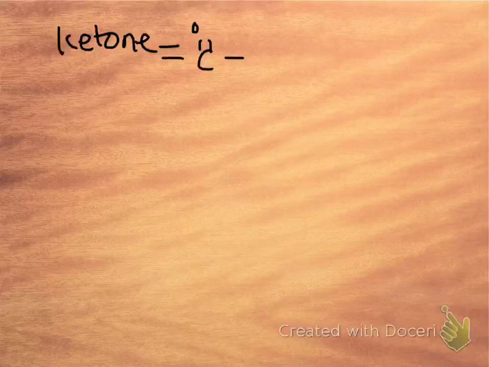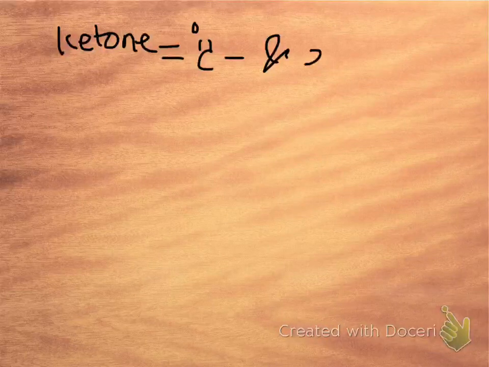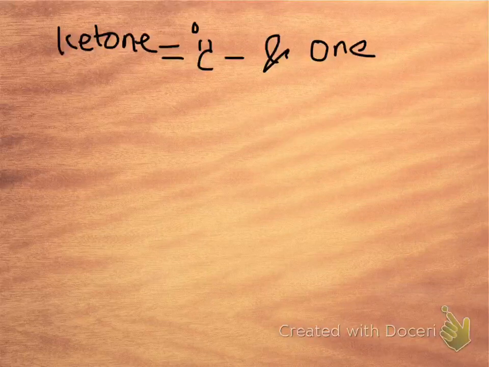Our next functional group is ketone, which is represented with C double bond O, and the secondary suffix for ketone is one, O N E. So now let's go to one example which has the ketone functional group. So let's go.